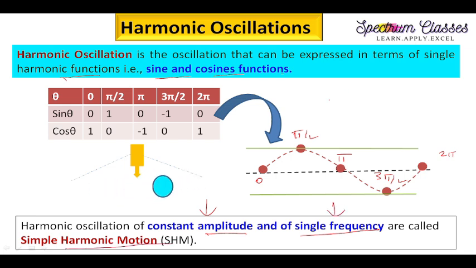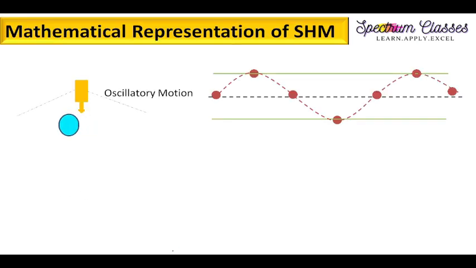So we started with oscillations, and now we have landed at simple harmonic motion. I hope you understand periodic motion, then oscillatory motion, then harmonic motion, and then simple harmonic motion if it has constant amplitude and single frequency, right? So we are now coming to simple harmonic motion here. Fine. This is very important to understand the term.